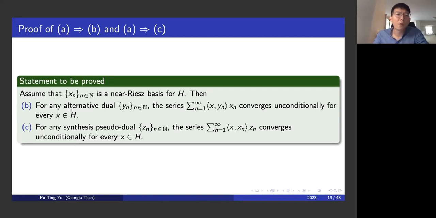Okay, so let me first prove the direction from A to B and A to C. That is, assume that Xn is a near-Riesz basis for H. Then we have to show that for any alternative dual and any synthesis dual, the corresponding reconstruction formula must converge unconditionally for every X in H.